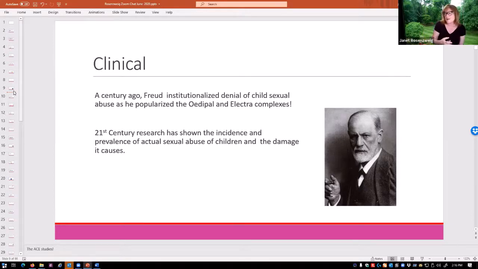So do Oedipal and Electra complexes happen? Some people believe they do, but when a 13-year-old says that her father forced her to have sex, that's probably not an unresolved Electra complex.